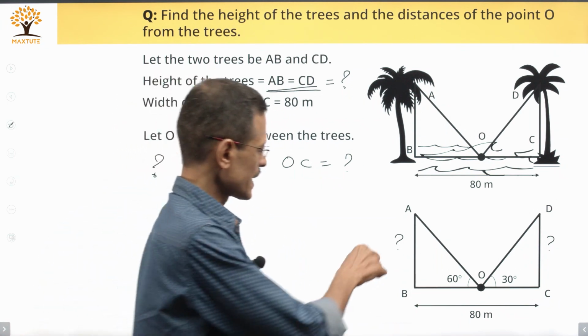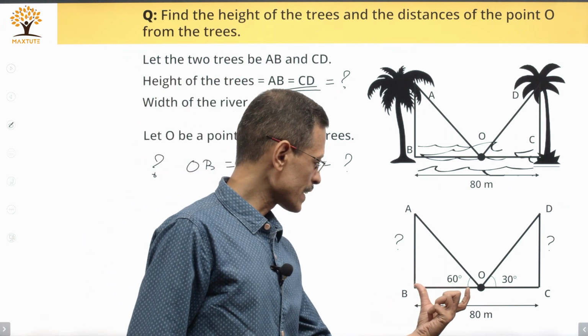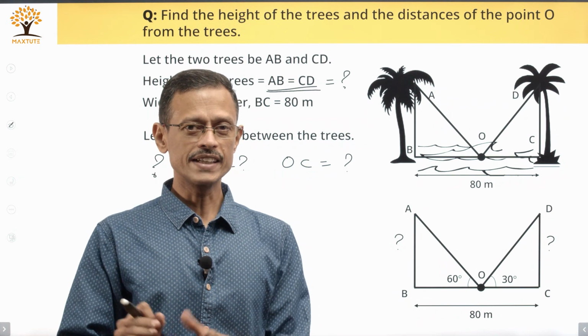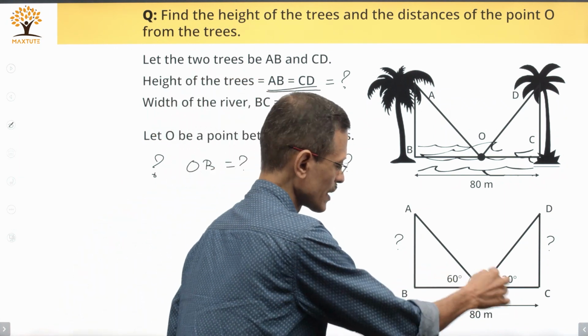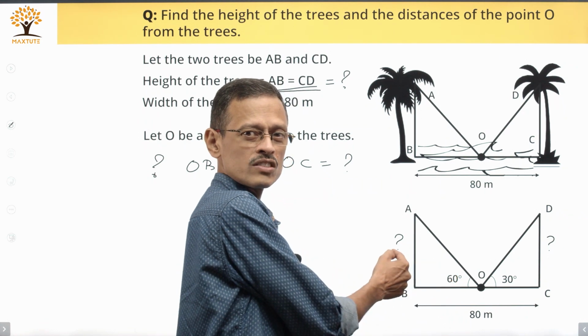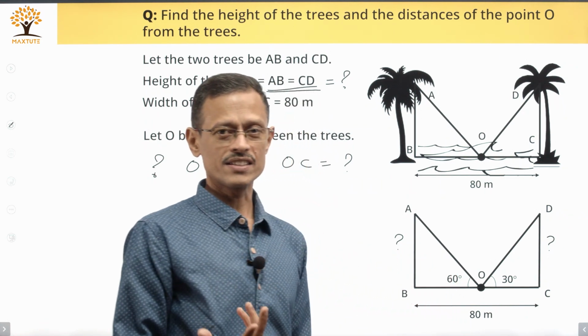Now, look at it, we are trying to find out AB and CD, both of which are equal. We are trying to find out OB and OC, the sum of those two is equal to 80 meters, and we have two angles given, angles of elevation. To this angle 60 degrees, one of the things that you are finding out is the opposite side. The other component we need to find out is the adjacent side.